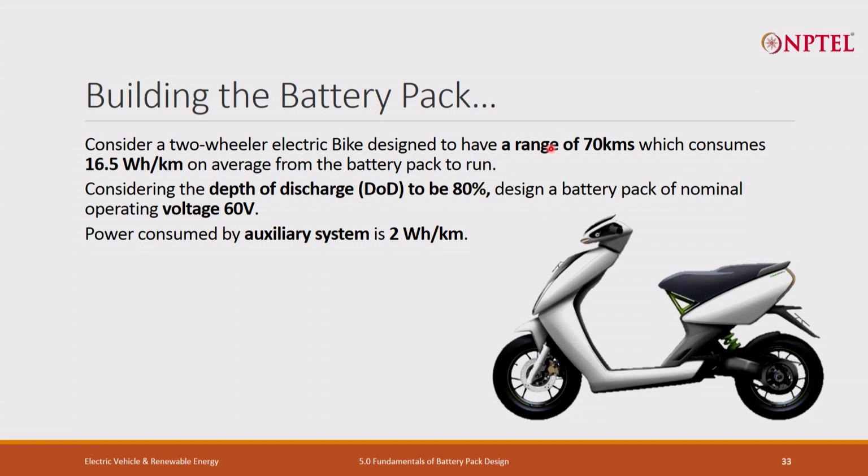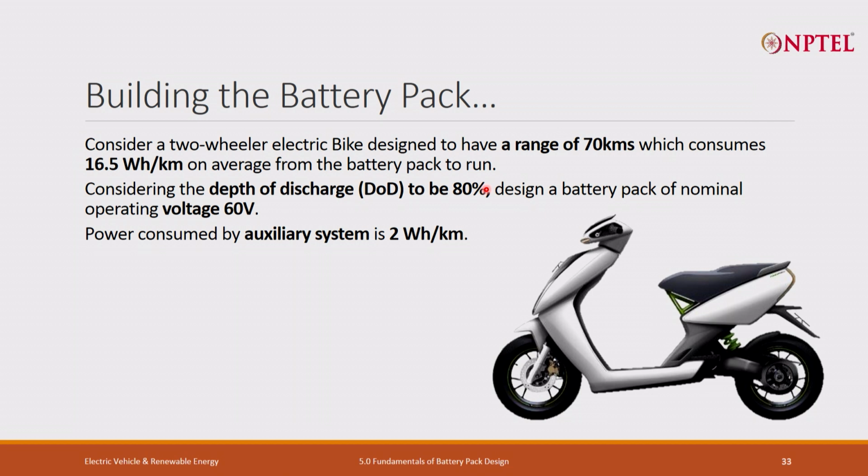So, depth of discharge, we have to consider a factor here. Now, operating voltage is 60 volt. So, we will see how many cells we require in parallel and how many cells we require in series. First, we have to find out how many cells are required in series. From the voltage, we will get how many cells are required in series.